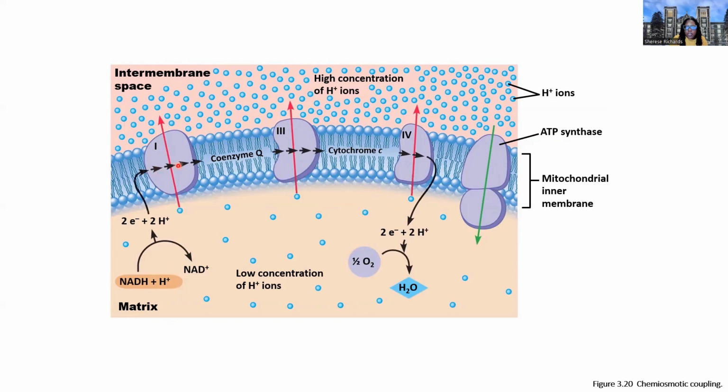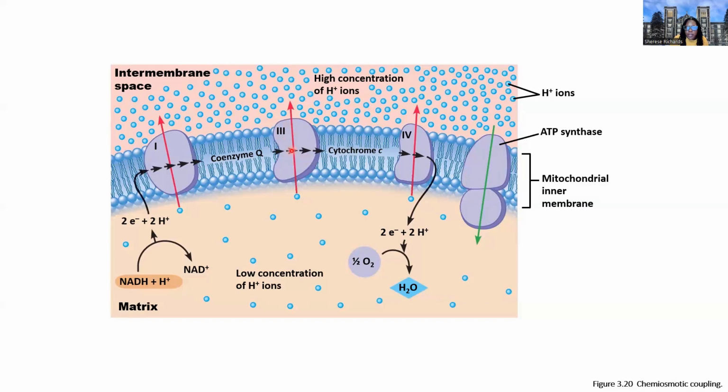Now we're going to pass those electrons from complex 1 to complex 3. When we do that, we move some hydrogen ions against their gradient. That's the reason these arrows are red. It's indicating to us that this needs energy. This is active transport moving against the natural gradient. And so the energy that we use to move these hydrogen ions comes from the passing of the electrons.